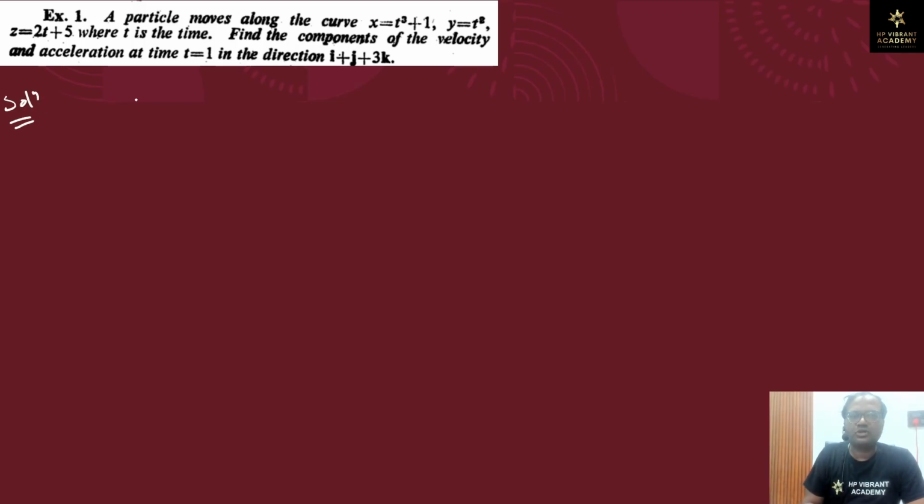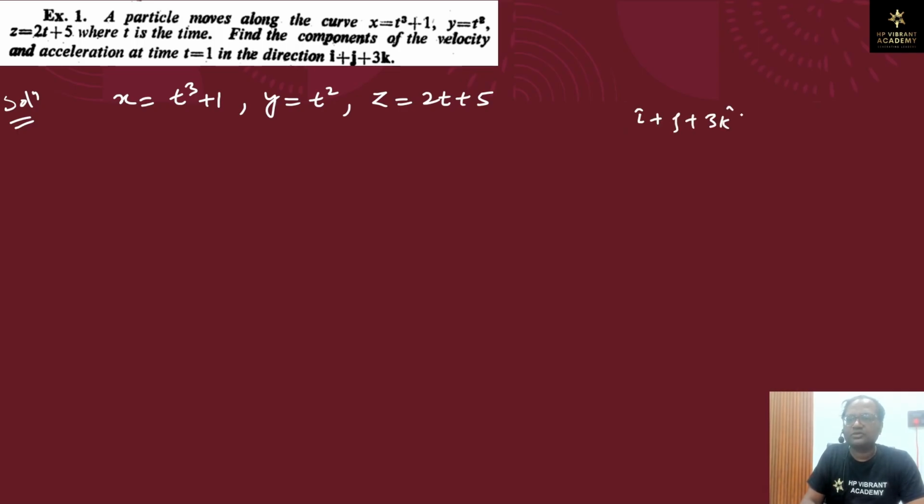a particle moves along a curve given by x = t³ + 1, y = t², and z = 2t + 5, where t is the time. Find the components of the velocity and acceleration at time t = 1 in the direction given by i cap + j cap + 3k cap. So we have to find the components of velocity and acceleration in this particular direction.